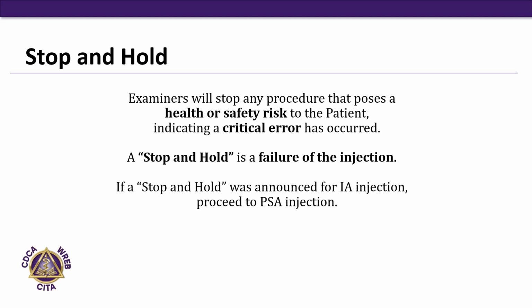Examiners will stop any procedure that poses a health or safety risk to the patient by announcing "stop and hold." A stop and hold signifies that a critical error has occurred. When an examiner announces "stop and hold," you will be instructed to stop immediately and hold the position. The reason for the stop and hold is stated. If the needle has penetrated the tissue, you will be instructed to withdraw. If a stop and hold was announced for the IA injection, you will proceed to the PSA injection.